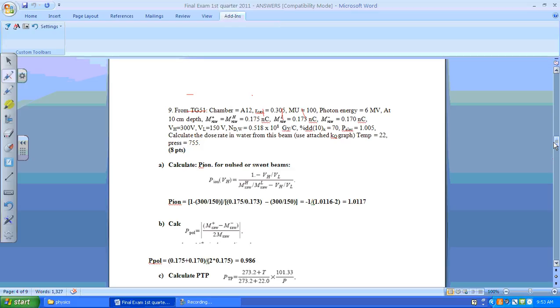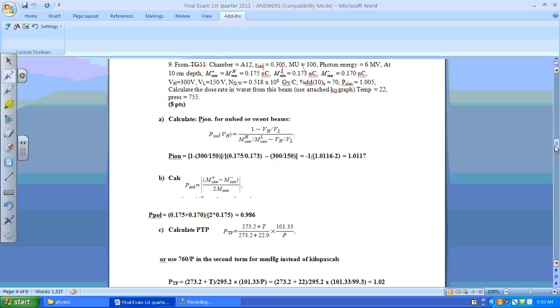Number 9, from TG51, chamber is A12. Got all that data, I'll give you all that data. Oh, look, these little marks stayed on there. I'll give you all that data, so you're required to do TG51. Basically, you have to know these equations.